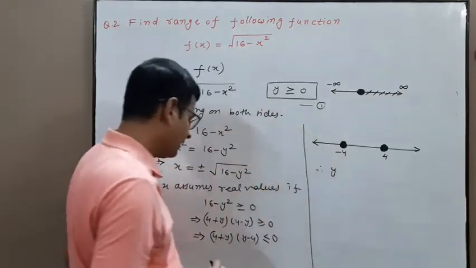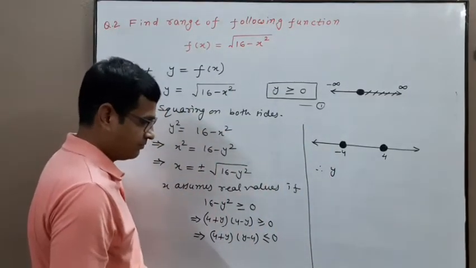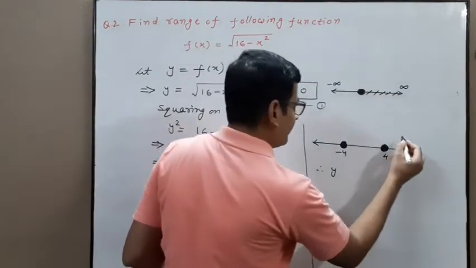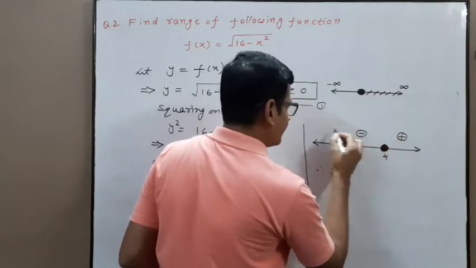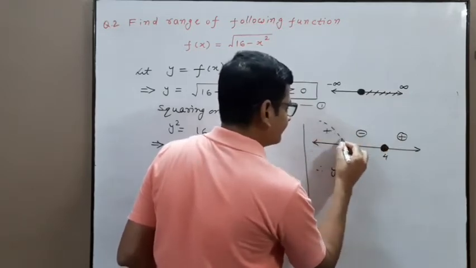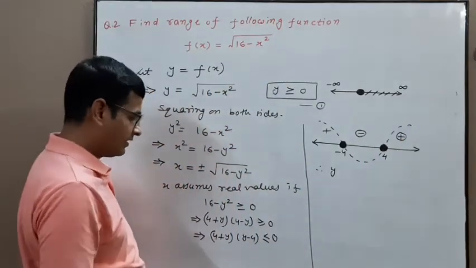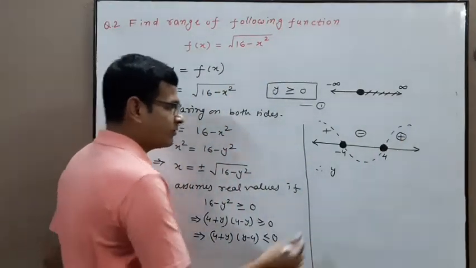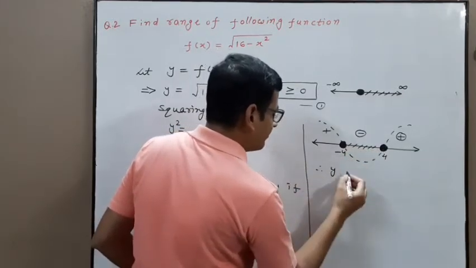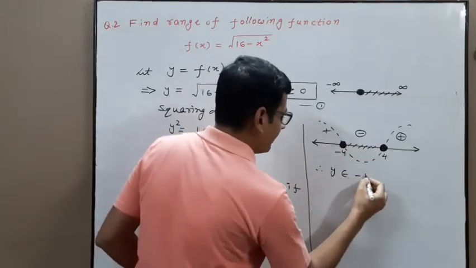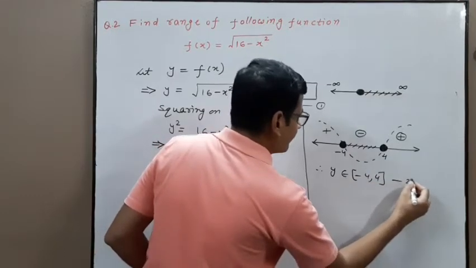In which interval is the value less than or equal to 0, means negative? By Vyavikar, starting from always plus sign, then minus sign, then plus sign. So in which interval is the product of these two less than or equal to 0? This one. So y belongs to the closed interval minus 4 to 4. Give this equation number 2.